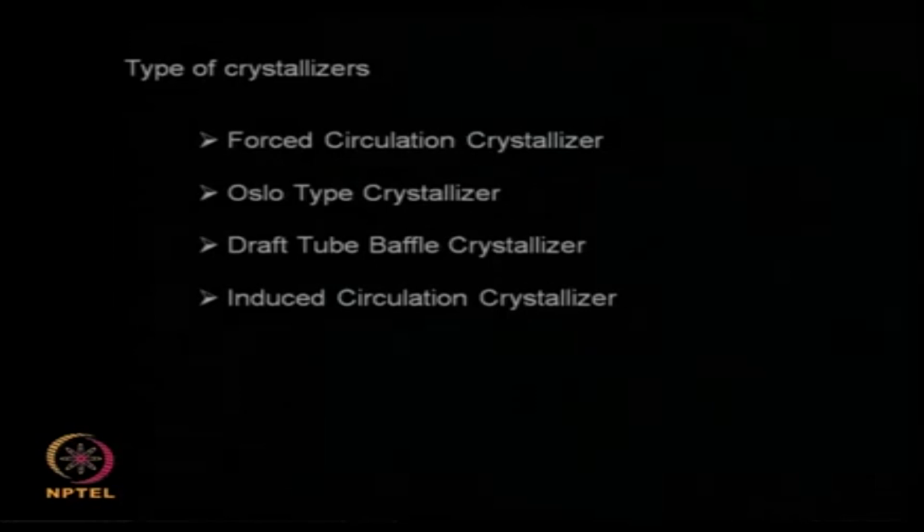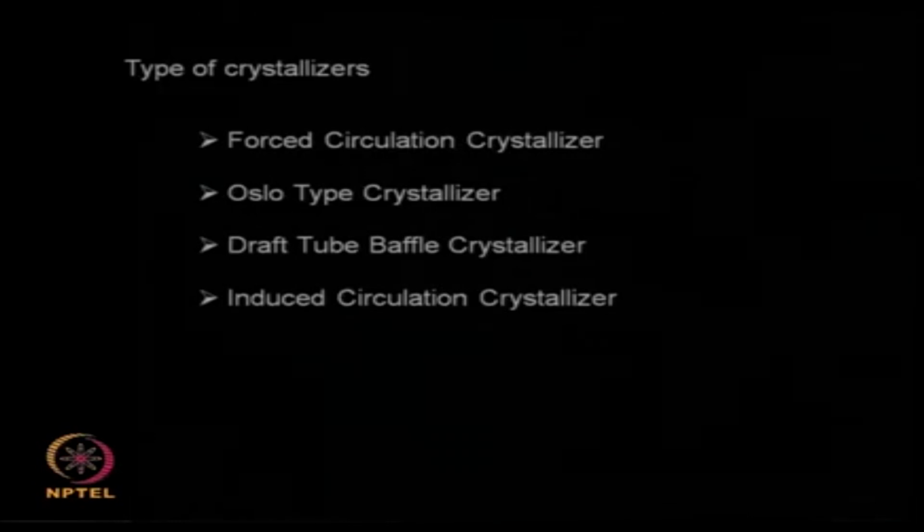There are many types of crystallizers available in the market. Some are called forced circulation crystallizer, Oslo type crystallizer, draft tube baffle crystallizer, induced circulation crystallizer, and so on. Each one has different types of designs, and each one is used for certain applications, works on different principles, and has different advantages and disadvantages. We will briefly look at each one of these types of crystallizer.